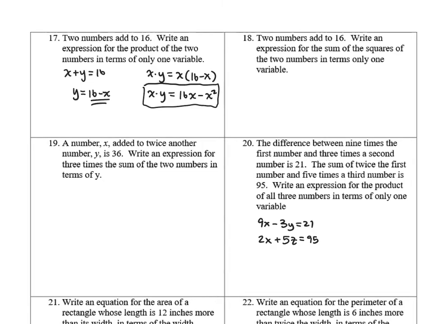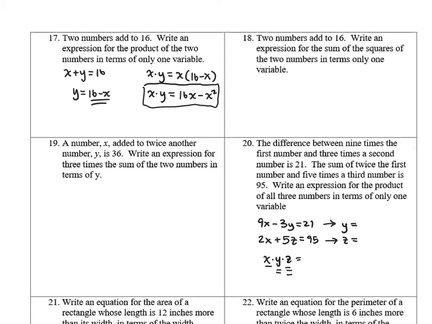So the product of all three numbers would be x times y times z in terms of only one variable. Now in this case, the variable that shows up in all three of these equations is x. Therefore, I want everything in terms of x. So I'm going to solve for y here, and I'm going to solve for z here, and then I will have all three of these terms in terms of x only.